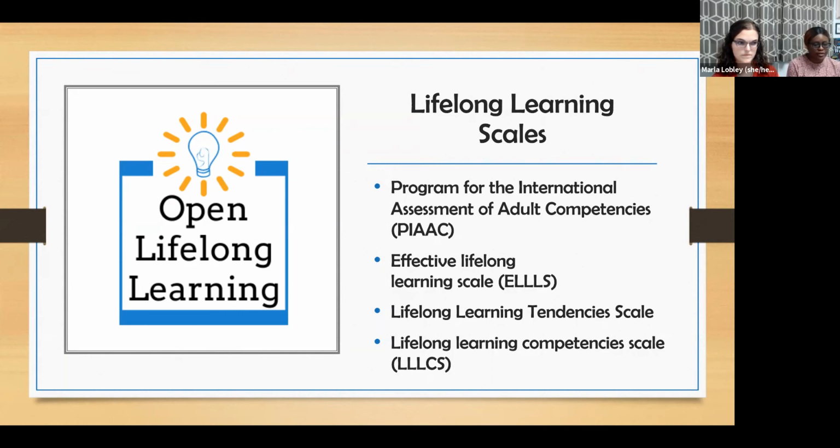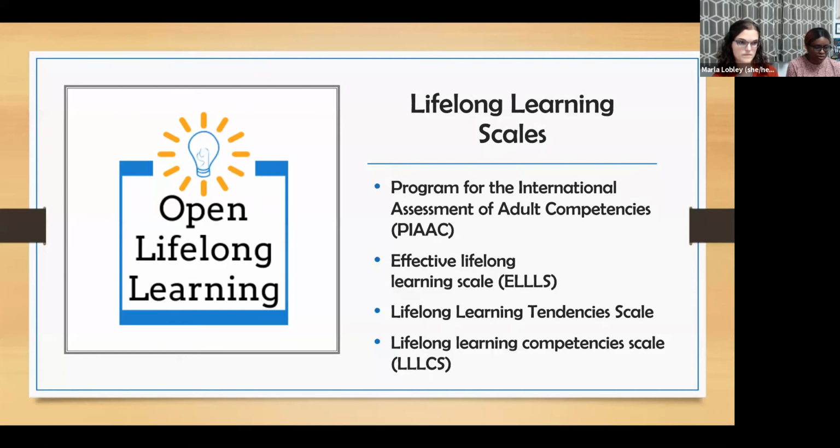Starting with the Program for the International Assessment of Adult Competencies, this learning skill is utilized to measure how adults are able to navigate the world of informal and formal education and how they apply this in their lives. And this doesn't have to do with the academic setting, as adults also engage outside of the academic setting, in the professional world, and in their personal life.